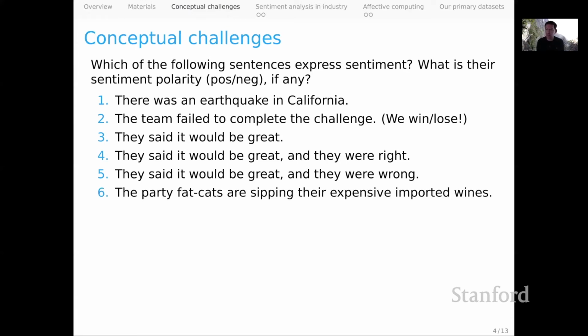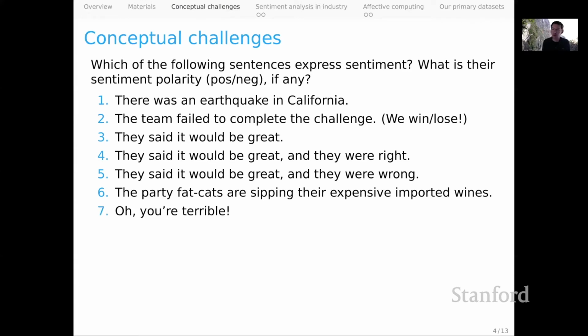And then we get into things that you might call non-literal use of language. The party fat cats are sipping their expensive imported wines. This has a lot of positive language in it. Maybe only fat cats is the thing that sounds like a direct sneer. But I think we could agree that overall, this is probably negative in its valence. And that will be a challenge for our systems and also a challenge for us in just characterizing precisely what was done here in terms of sentiment.